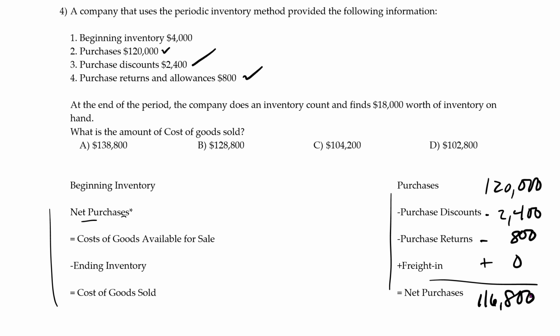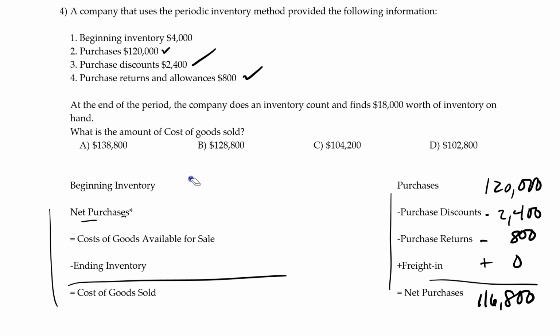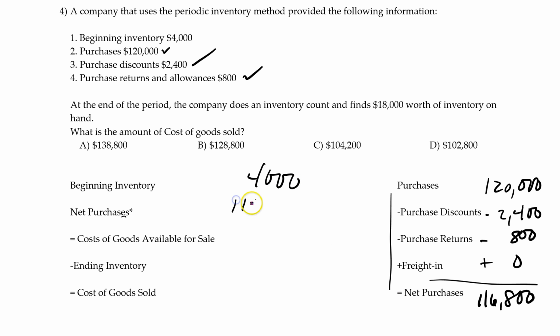So using the cost of goods sold model, beginning inventory is 4,000. Maybe I want to give myself a little bit more room for that. So beginning inventory is 4,000. We add in net purchases, which is 116,800. That gives us cost of goods available for sale. This is everything we can sell, of 120,800. We could not have sold more than 120,800.